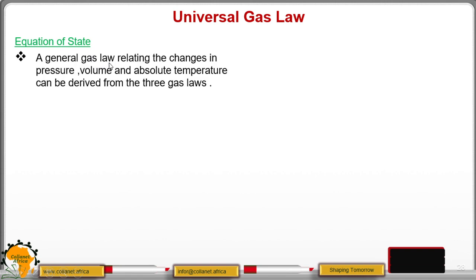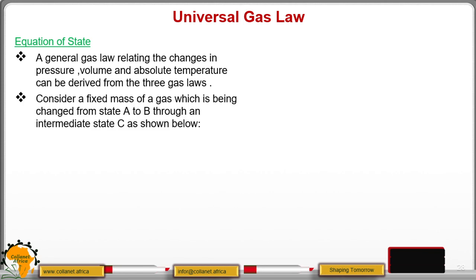A general gas law relating the changes in pressure, volume and absolute temperature can be derived. Remember, through those experiments, starting from Boyle's law, Charles' law, and now the pressure law, we have seen that there is a relationship between pressure, volume, and temperature. So we can try to combine all those three and come up with one equation that we call the equation of state.